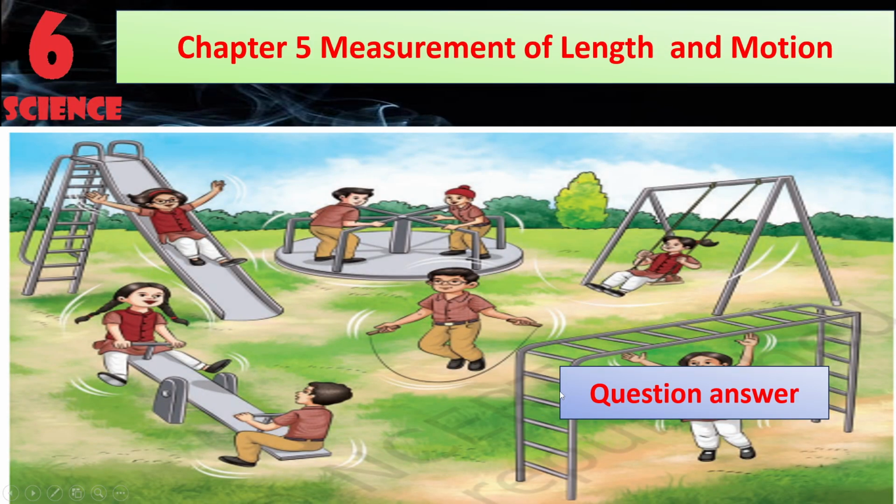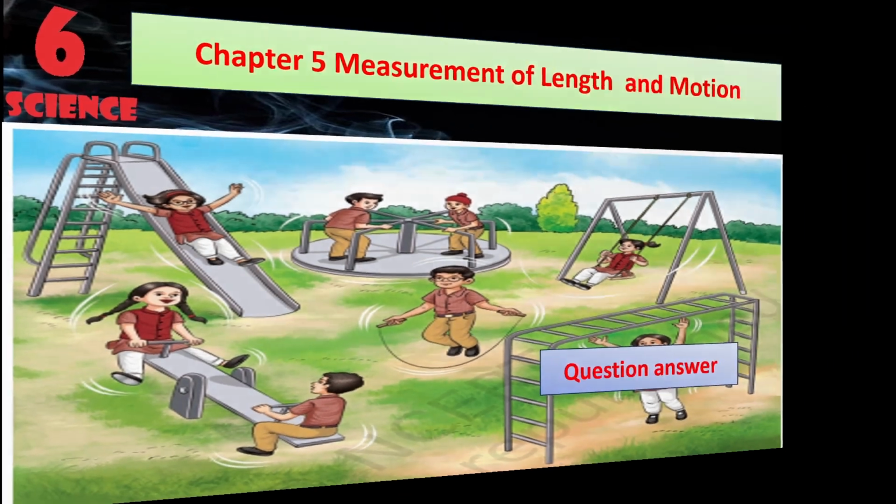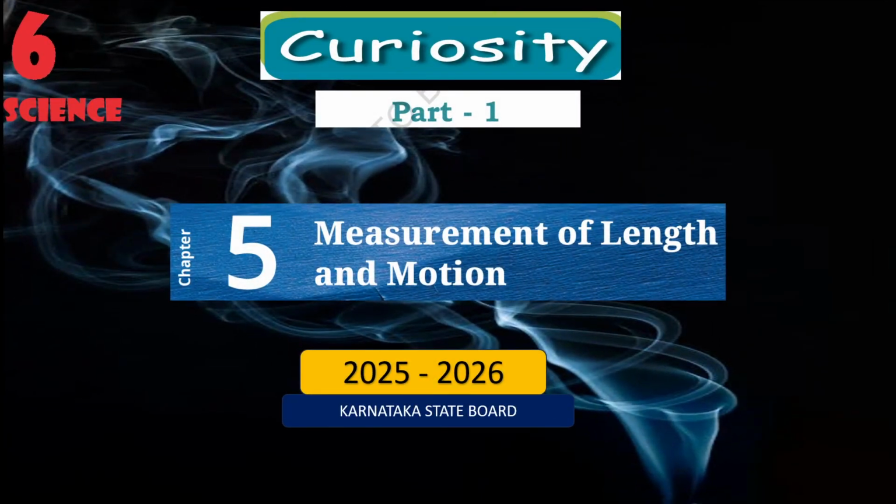Welcome. Sixth Standard Science, Chapter 5, Measurement of Length and Motion. Question answer. Textbook name is Curiosity Part 1 as per New Syllabus 2025-2026 Karnataka State Board.